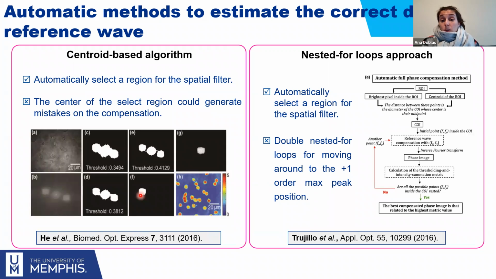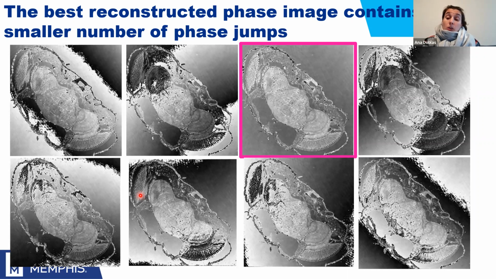The other approach was proposed by our colleague Carlos Trujillo, and they were using for loops. So they have double nested for loops, and they keep changing the values until they say, oh, this is good enough, that's the best reconstruction that we can do. But if you think about it, that's going to become time consuming. So what we are doing is, we are not using for loops, but we are basing our approach on what Trujillo mentioned, and that is that the best reconstructed phase image is the one that has minimum phase jump.